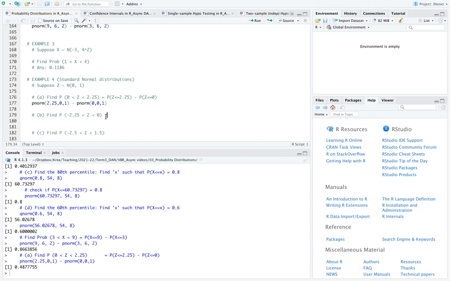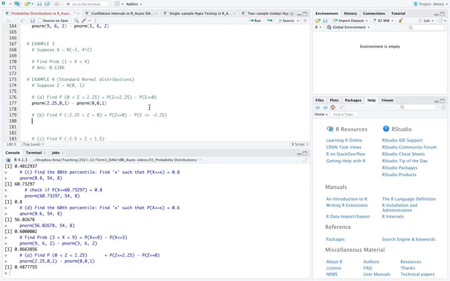Let's look at the second one. Now, this is very similar to the first one, but it's on the other side of the mean. We want to find the area between minus 2.25 and 0. Now, let's actually compute this in the same way, but then I'll show you an image which helps us visualize how this answer will actually look like.